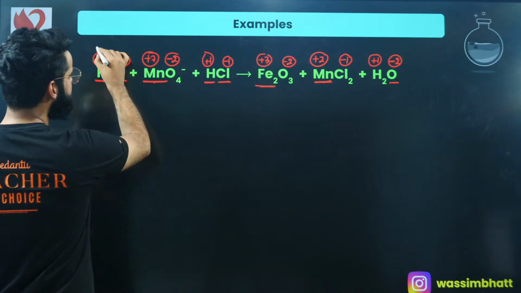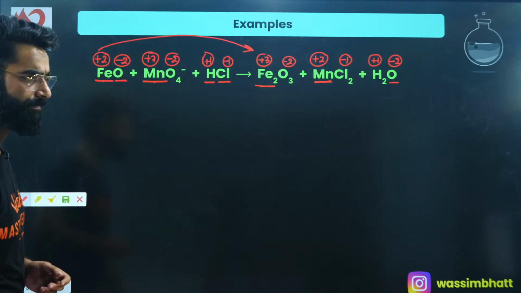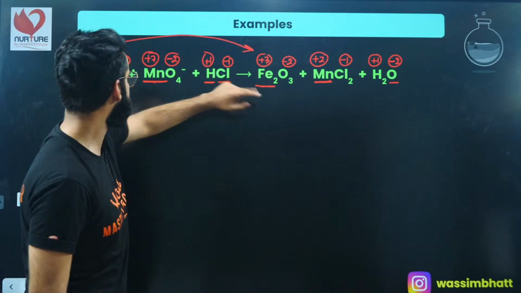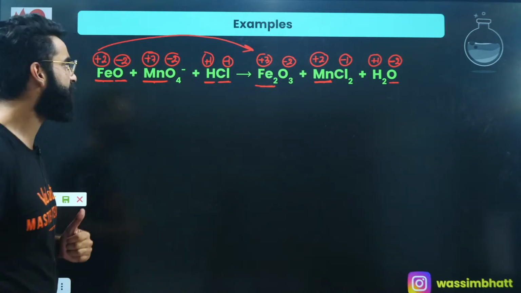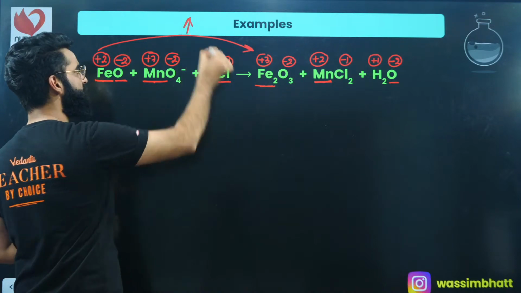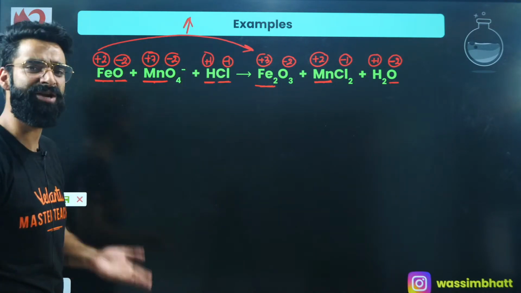Is the oxidation state of iron changing or not? Yes, it's changing, from plus 2 to plus 3, right? So is there an increase in the oxidation state of iron or not? Yes, there is an increase in the oxidation state of iron. What is happening to the oxidation state of oxygen?